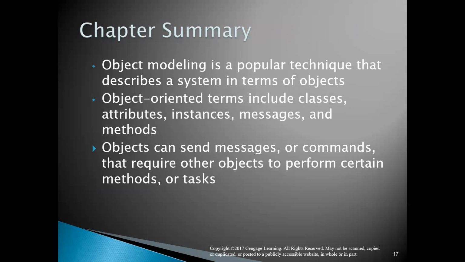Chapter summary. Object modeling is a popular technique that describes a system in terms of objects. Object-oriented terms include classes, attributes, instances, messages, and methods. Objects can send messages or commands that require other objects to perform certain methods or tasks.